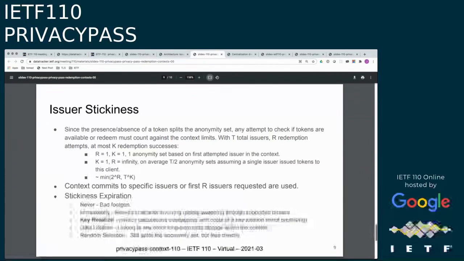Thank you, Watson. Stephen? Yeah, so I agree a lot with what Watson said. One of the problems with setting K equals 1 is that we've moved the centralization question from the global ecosystem to this specific context ecosystem. But all sites will probably just choose the same top set of issuers.